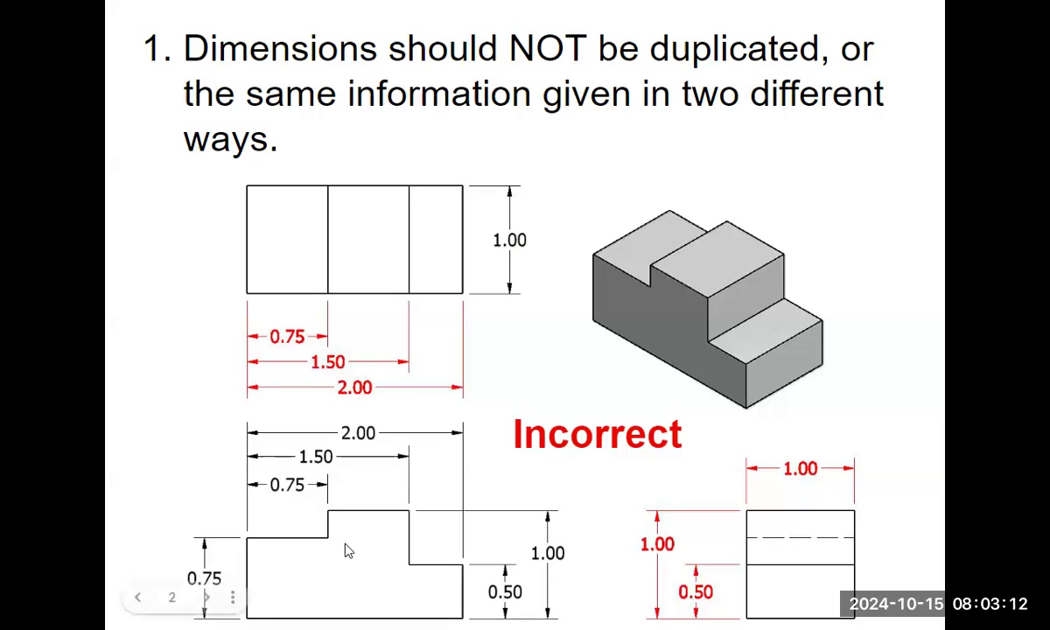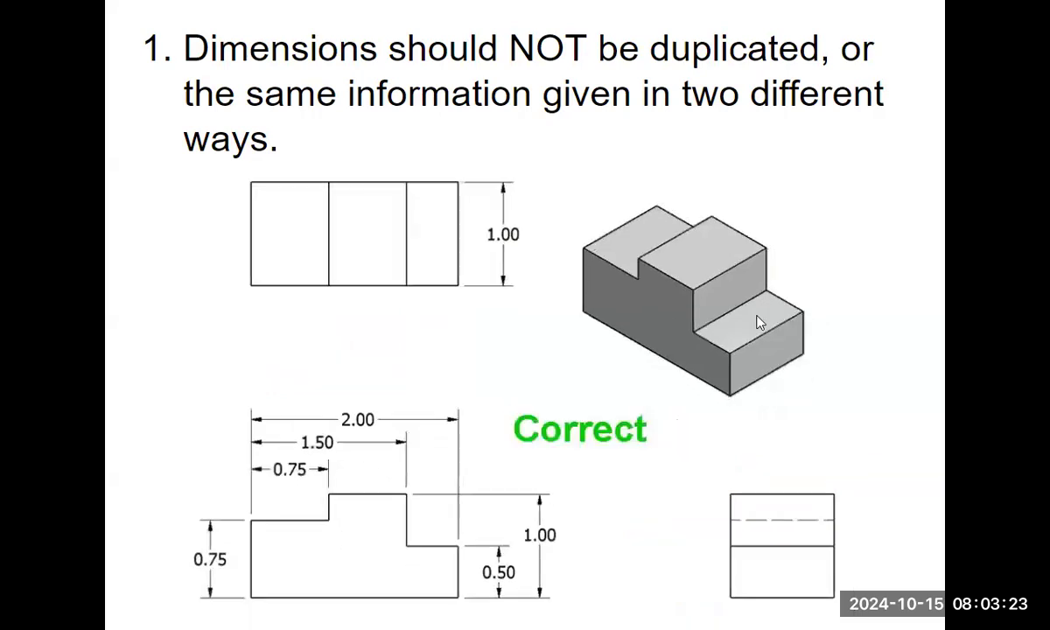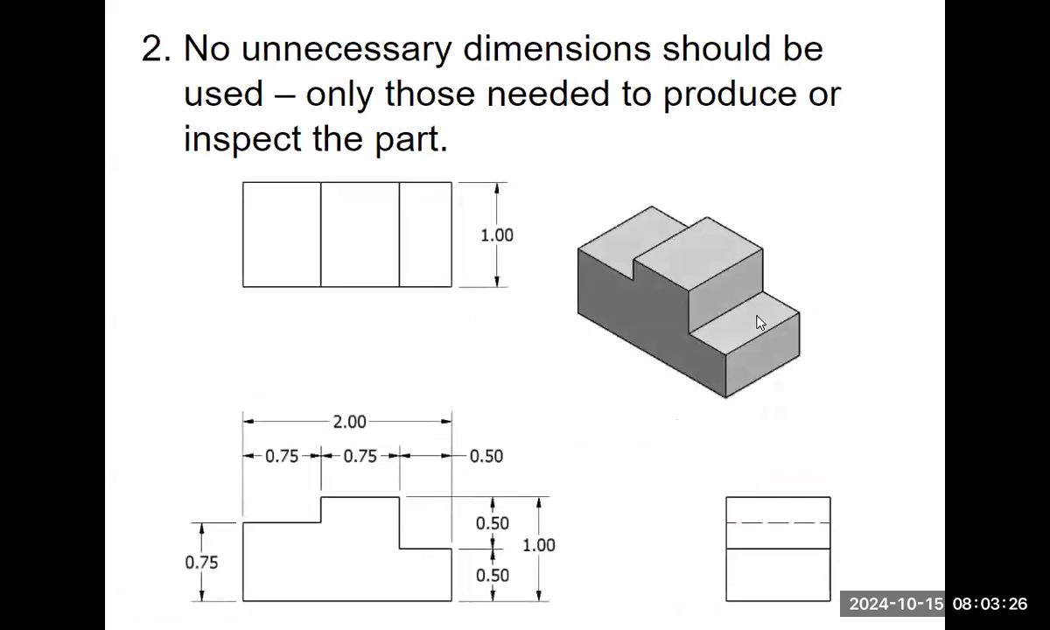Okay, each one of these is called a view. This is a front view. This is a top view. This is a right side view. And like I said, this is an isometric view. You don't need multiples on each. Okay, you don't need multiple dimensions.